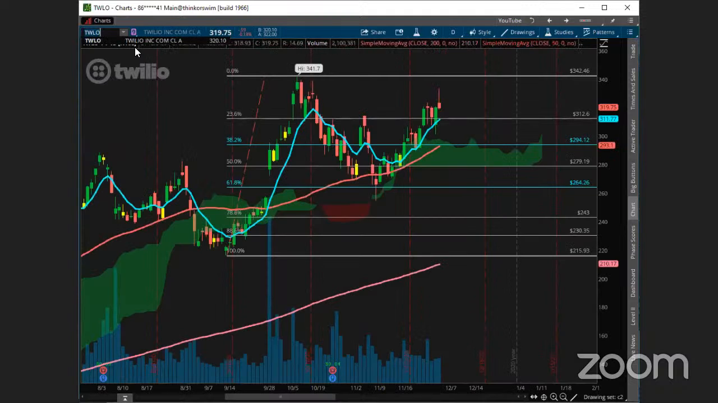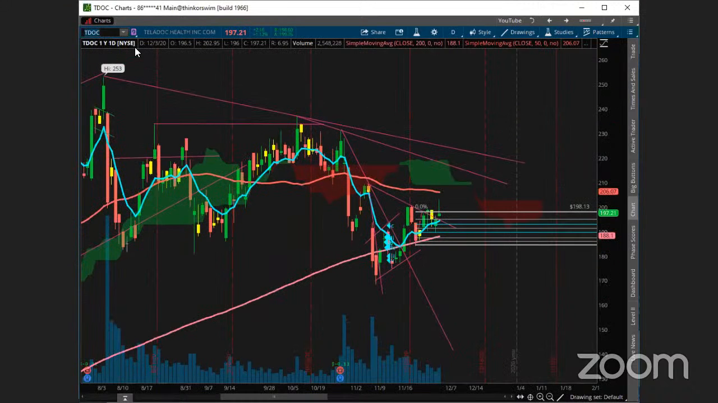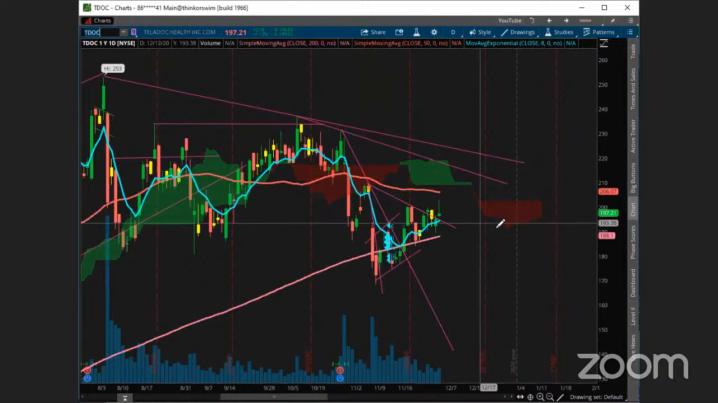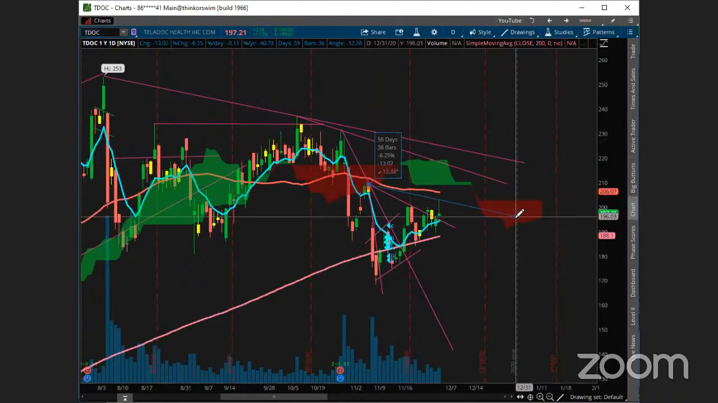Twilio, again, upper shadow there. Watch the shooting star candle if it wants to pull back in the range. SE, another upper shadow here too, just kind of messing around in that megaphone area that makes it tough to trade. T-Doc, we were hoping for some more strength on T-Doc here. It got above the geometric line right here, but it's basically just still kind of chopping above those levels. At this point, you almost want to just put a fresh geometric line right there, just to kind of see if it can get above those levels.